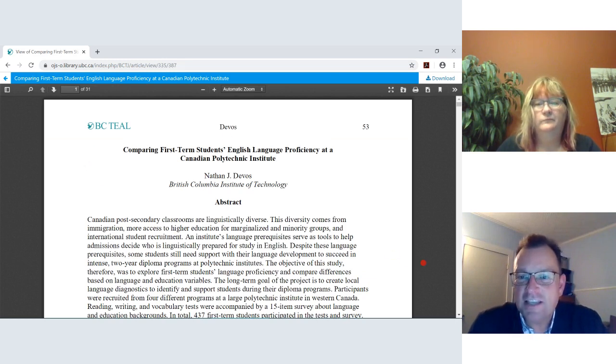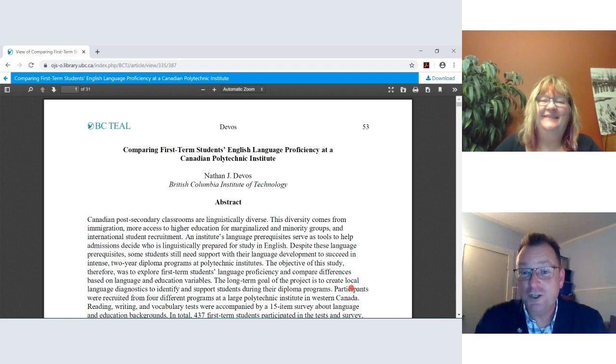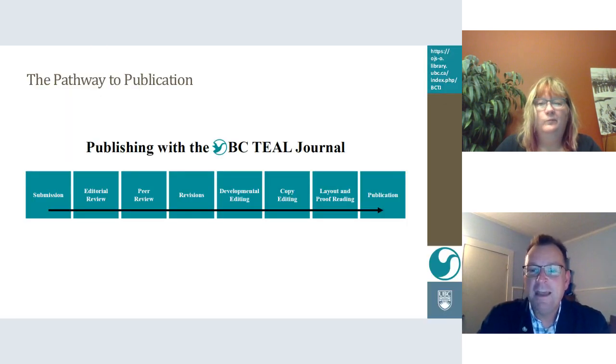I just love BCTEAL's PDFs of the journal articles. Maybe I'm a bit weird, but sometimes I don't even read the articles. I just flip through the pages thinking how beautiful they look. But anyway, they look like real journal articles. Oh, guess what? We are a real journal. So it just looks beautiful. It's something you can print out and give your mom. Anyway. So there you are.